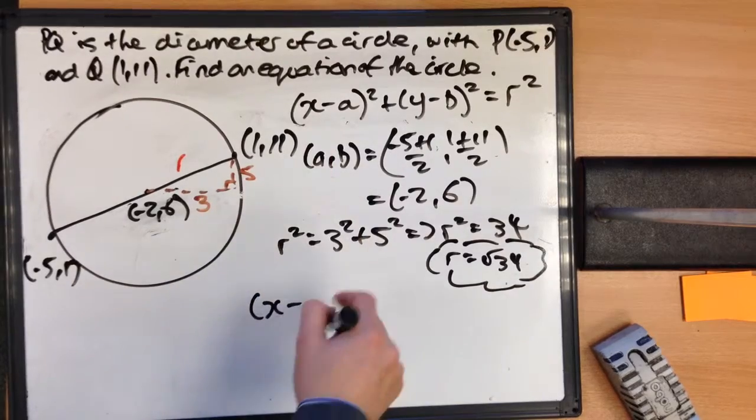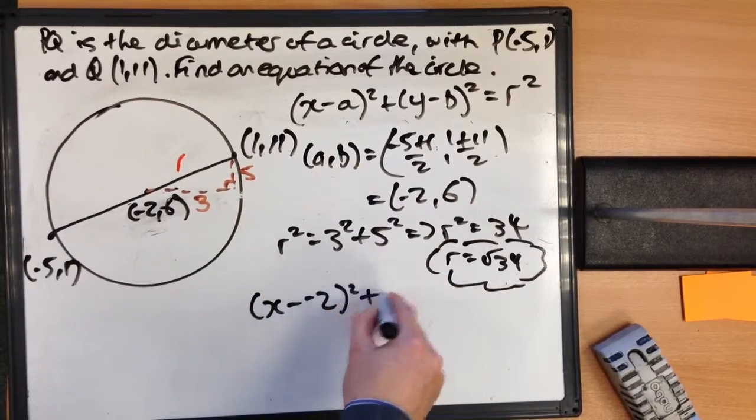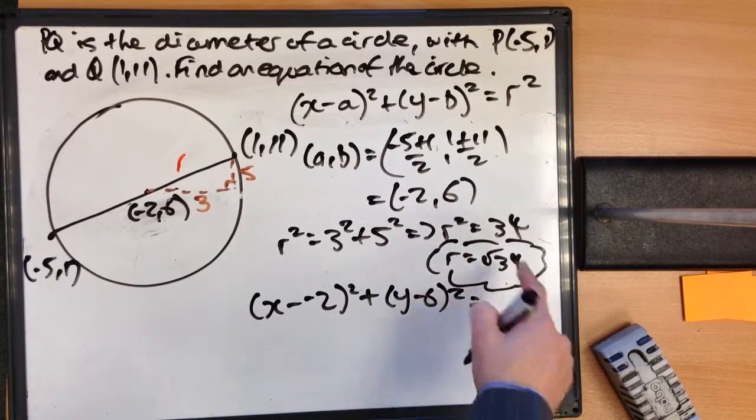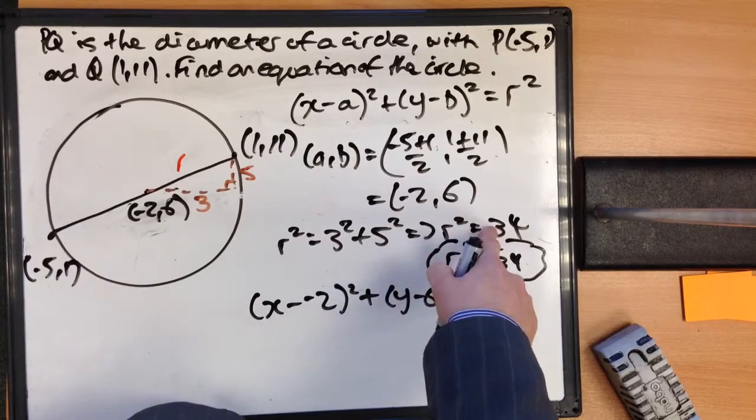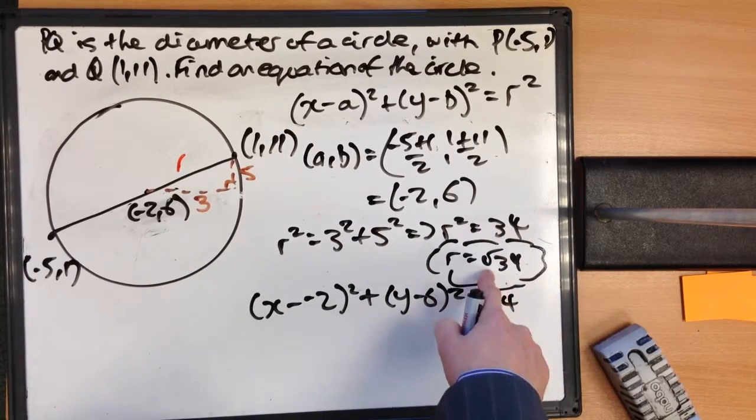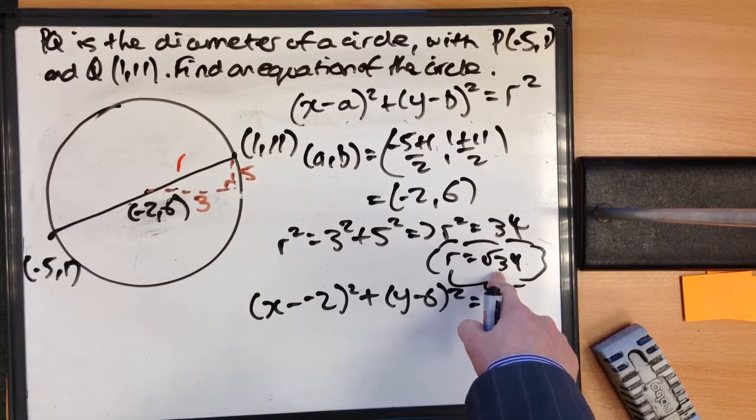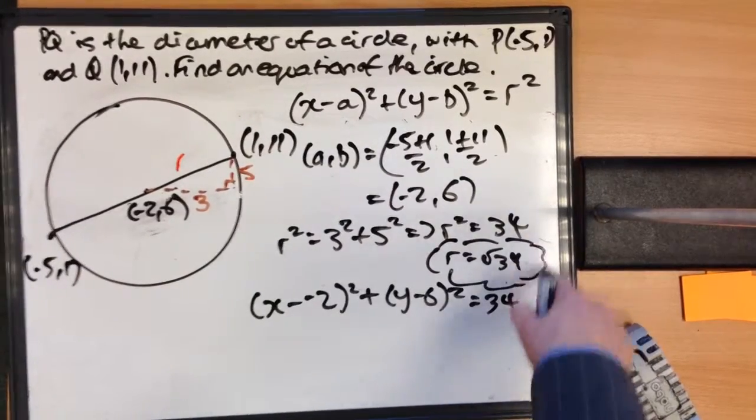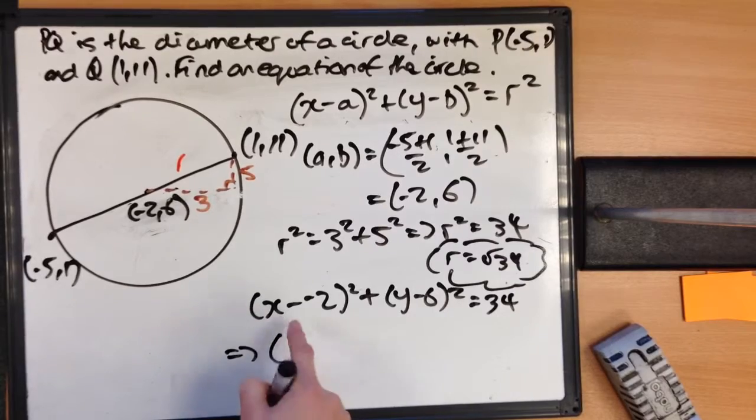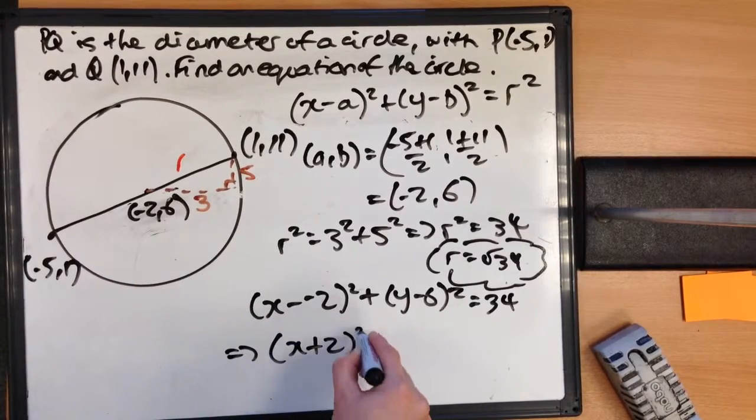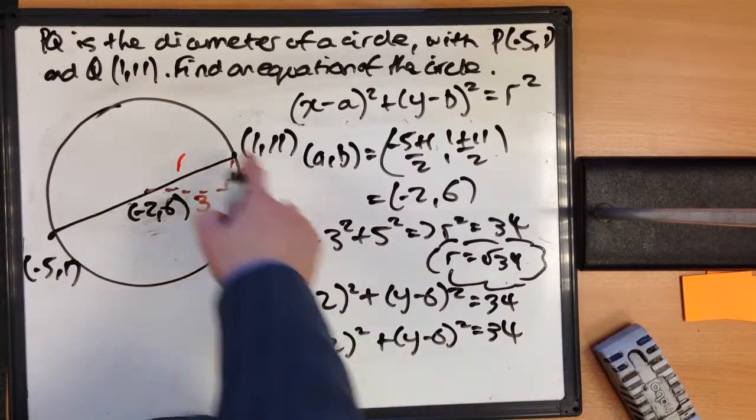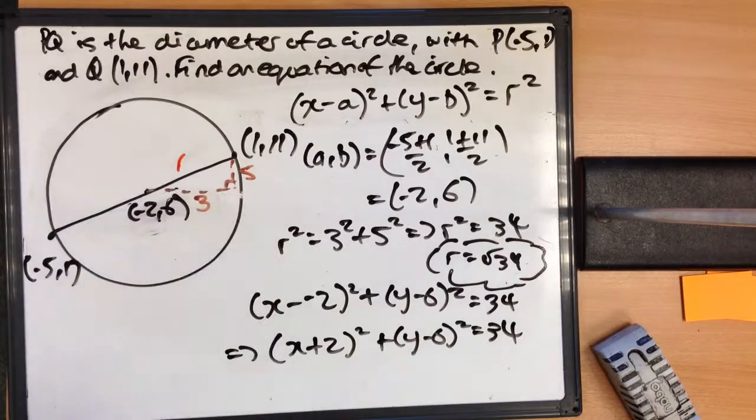So we've got x minus a, which is x minus minus 2, squared, plus y minus b, so that's (y minus 6) squared, is equal to r squared. Well, we know directly what r squared is. It's 34, so I can put it directly in there. If you decided to find out that r was equal to the square root of 34, then r squared would be the square root of 34 squared, which in itself is 34 as well. So just going straight to that bit saves you a little bit of working. Just to neaten it all up, x minus minus 2 is (x plus 2) squared, plus (y minus 6) squared is equal to 34, and that is the equation of the circle that has these 2 points as the diameter.